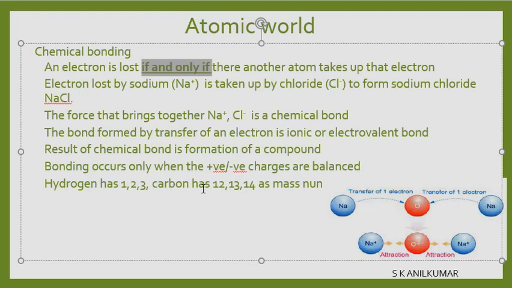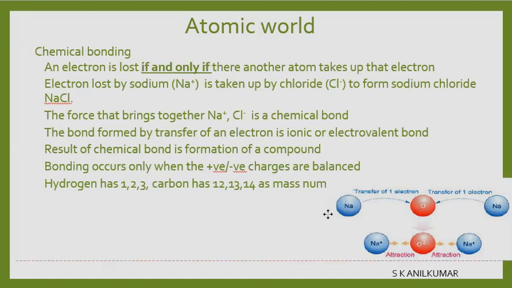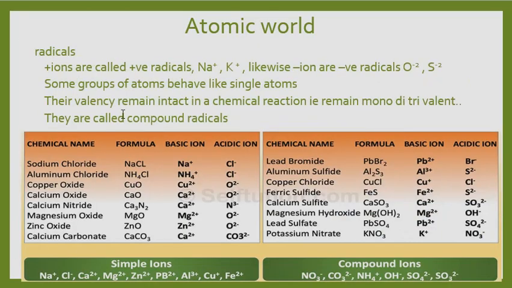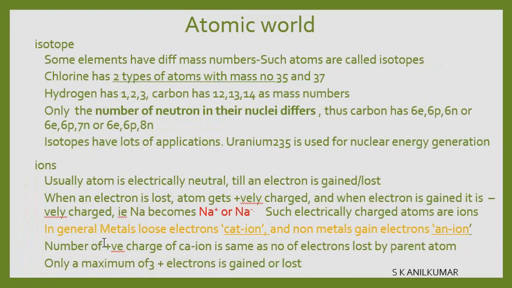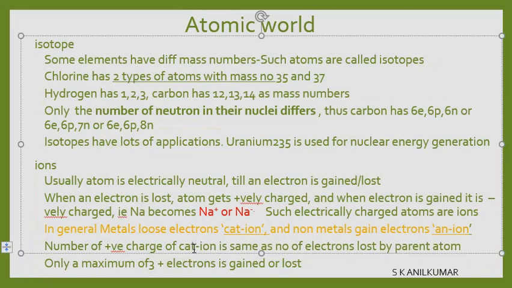Hydrogen has 1, 2, 3, carbon has 12, 13, 14 as the mass number, right? Now, the atomic world. Positive ions are called radicals. Now we know if there is a positive charge, it is called a cation, right? If there is a negative charge, it is called an anion. Positive charge is cation, negative charge is anion.